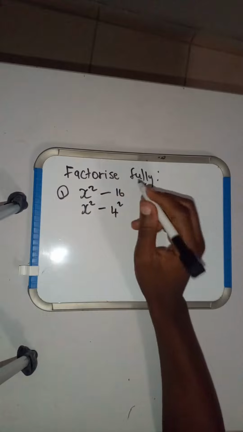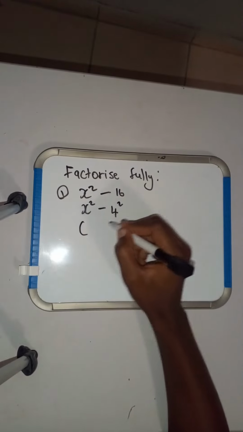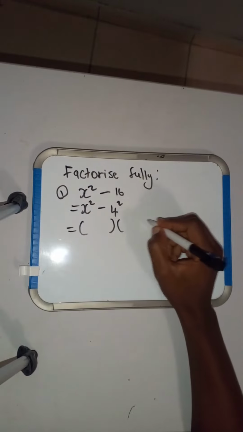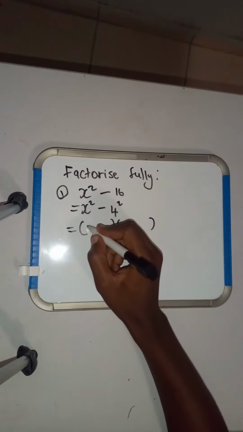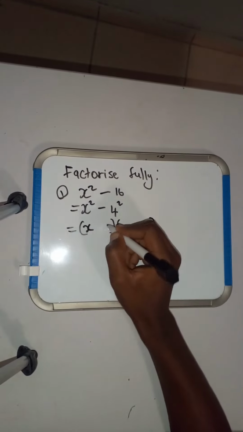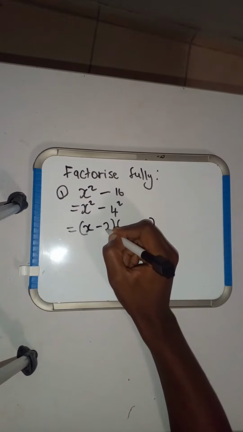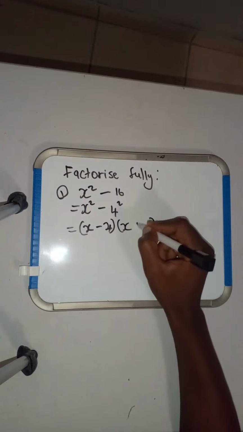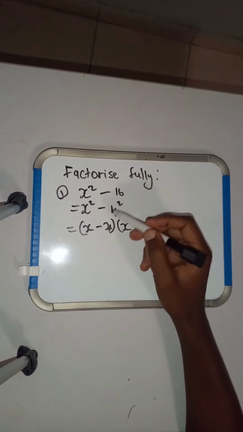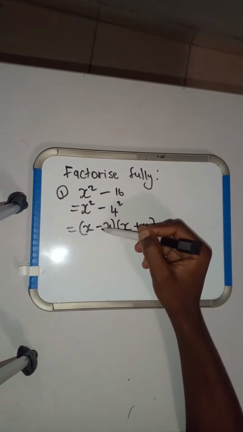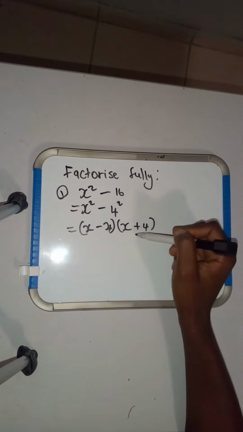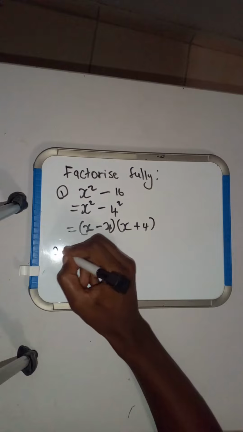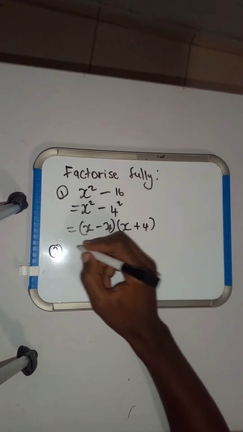Then now we can factorize by opening our brackets: x minus 4, then x plus 4. Since it is a difference of two squares, you need to make sure that the signs are not the same all the time. Okay, let's look at example number 2.